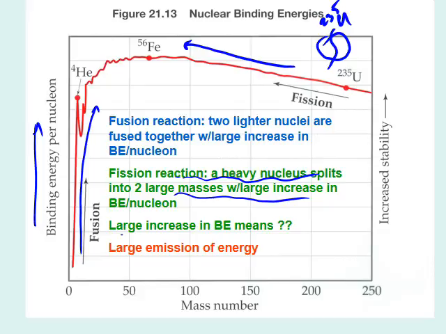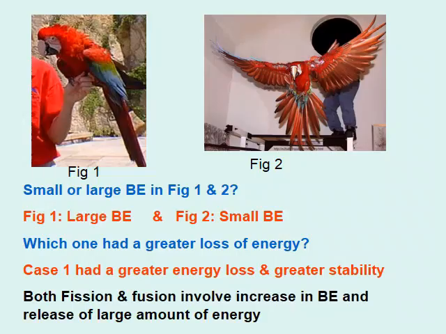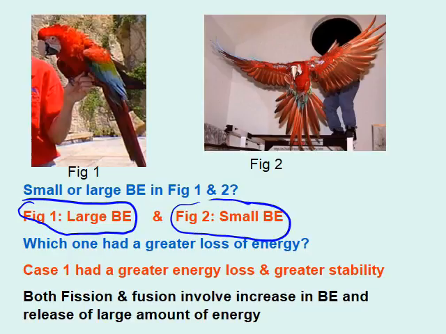Now here we're going to explain large increase in binding energy means large emission of energy and greater stability for the nucleus. And with a simple analogy, I'm going to explain that to you. You're seeing 2 figures here, figure 1 and figure 2. Figure 1 indicates a large binding energy. Why? If you look at figure 2, you'd understand why figure 1 provides information about large binding energy.